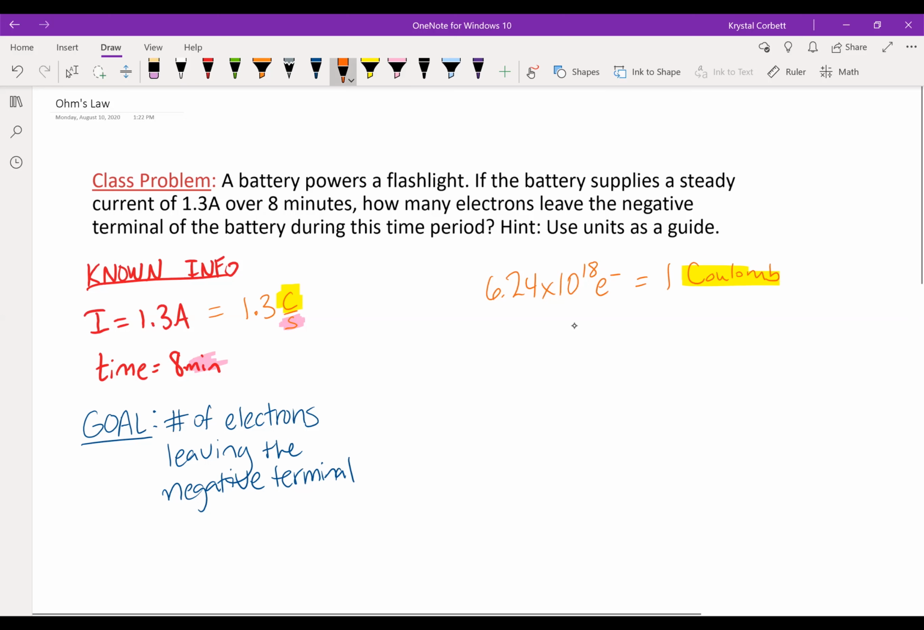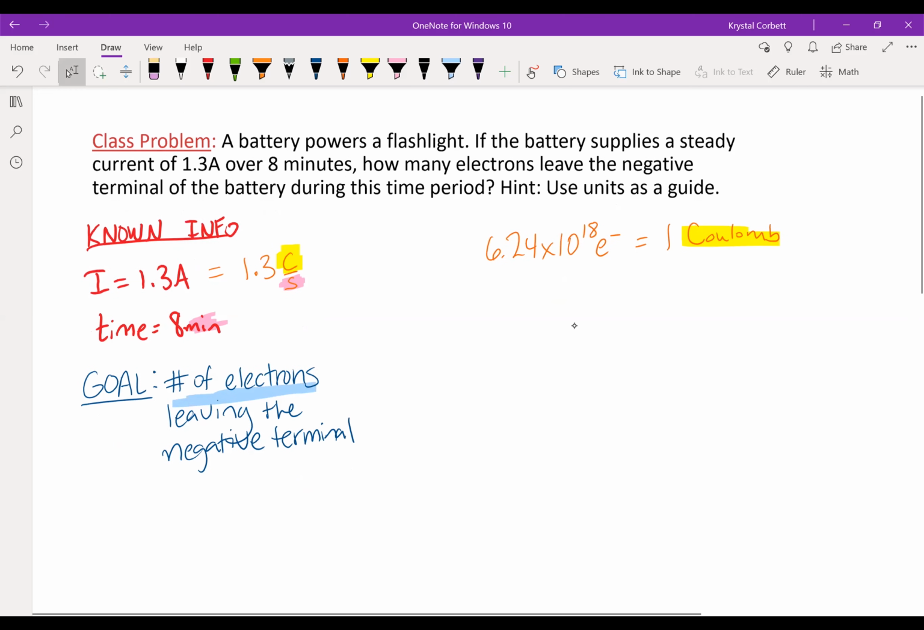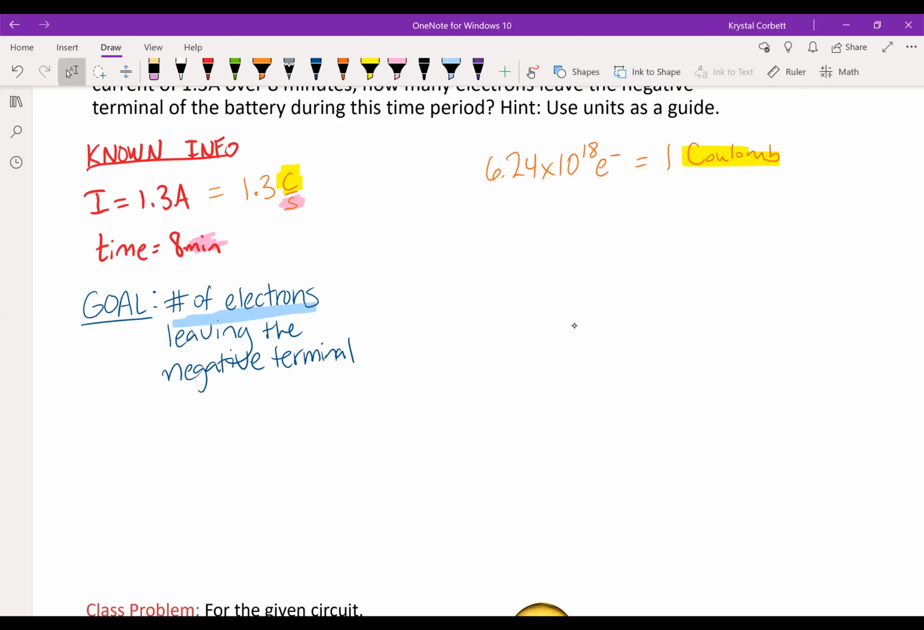My goal is the number of electrons. So I'm trying to find electrons. So let's write down what we know. We know that there are 1.3 coulombs per second. I also know that there are 6.24 times 10 to the 18 electrons per coulomb. I can see that if I write it like that, my coulombs cancel out, and I'm left with units of electrons per second. All I want are units of electrons. So somehow I need to get rid of these seconds.